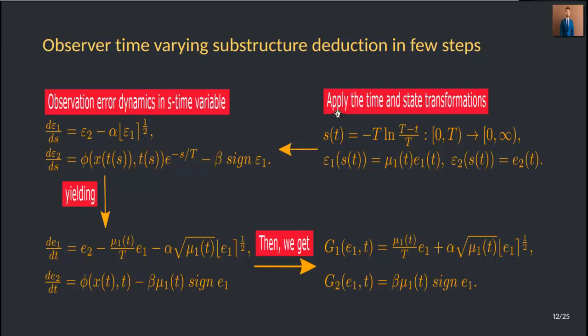So by applying the time and state transformation that I'm proposing here on the right to this dynamical system, we get the representation of the observation error dynamics in the time variable t. From here it's easy to get the injection terms capital G1, capital G2, as I'm showing here. Let's say the non-autonomous injection terms. Of course, once the system switches structure, we get the well-known autonomous super-twisting injection terms.